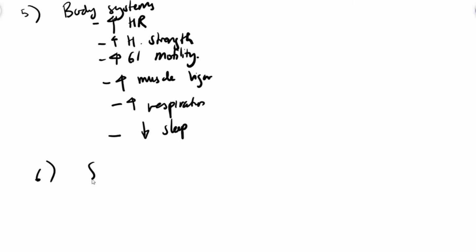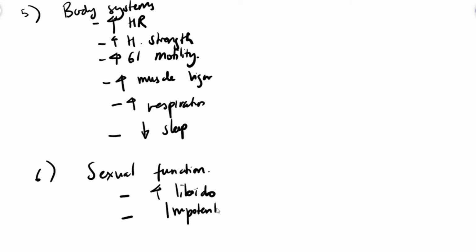The last one is the effect on sexual function. Excessive concentration of thyroid hormone will increase libido. If you have low thyroid hormone, most likely the person will have decreased libido, or could be impotence as well. So these are the functions, or the effects, of thyroid hormones on our body systems.